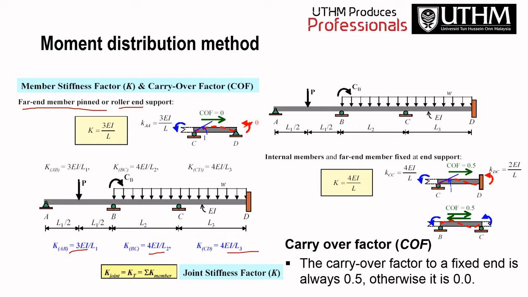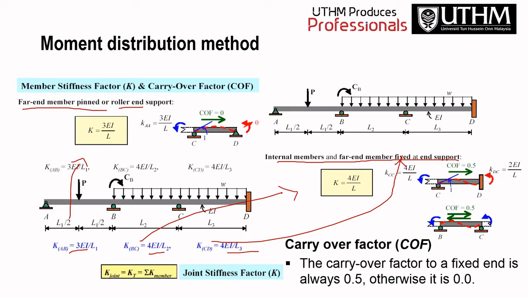So for the internal member with the far end fixed at the end support, the stiffness is 4EI over L. This KBC is the internal member. And this is the far end member, which is a pin support, so KCD is 3EI over L because it's pinned at the end support.